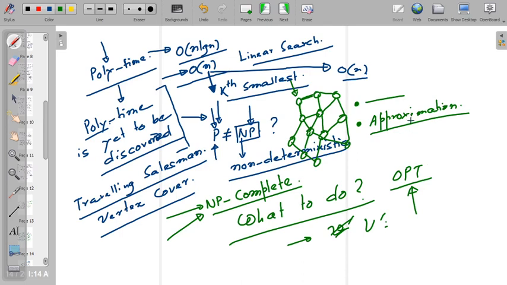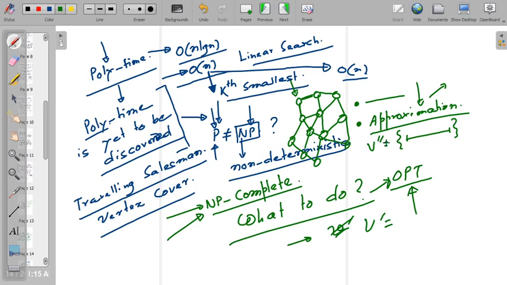Then what we can do is go for an approximation algorithm, and that approximation algorithm should have polytime. The vertex cover V prime which we find by this approximation algorithm, we compare its number of vertices with the V prime of the optimal solution. That is the way we measure the performance of this approximation algorithm.